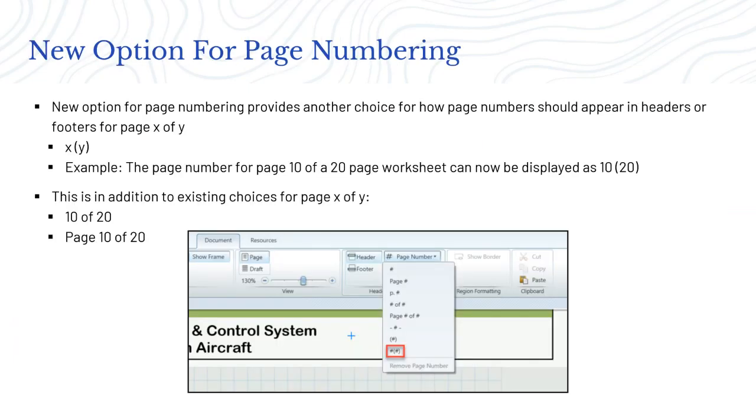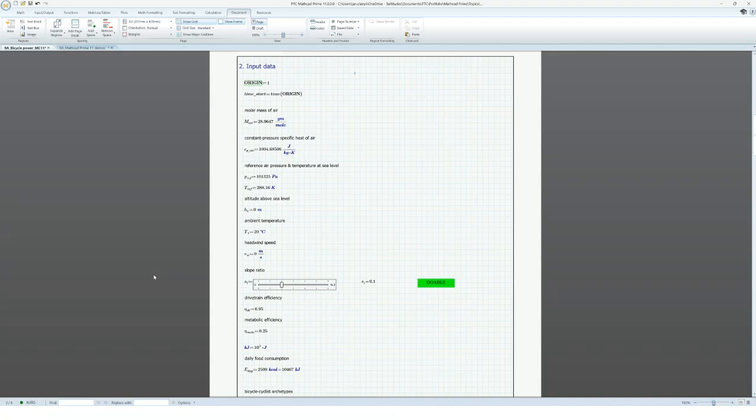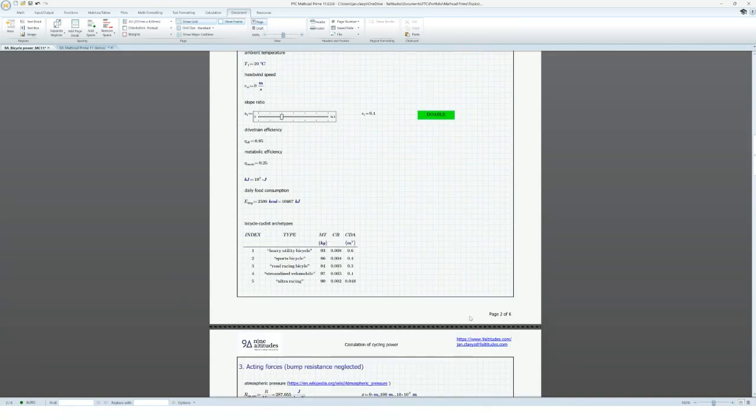Then a small introduction about page numbering. There's a new option in the page numbers in which the total number of pages is indicated between brackets. I will show what I mean. So in this case, this is an existing formatting of the pages. If I go to the footer, first of all, I need to delete the existing one because I can't have two indicators in the same worksheet.